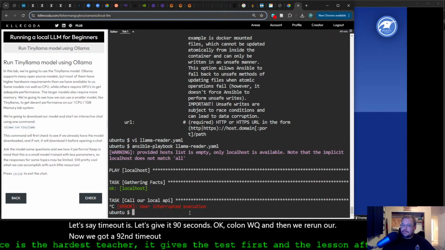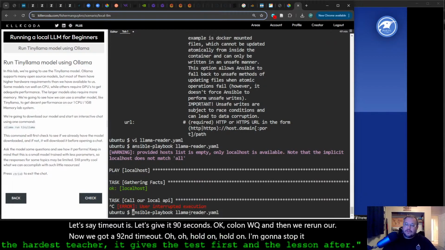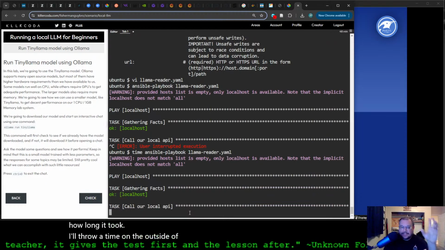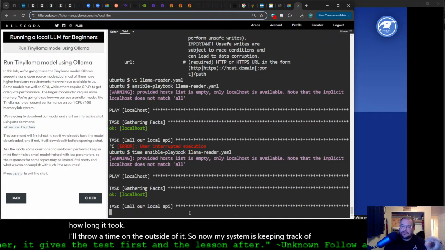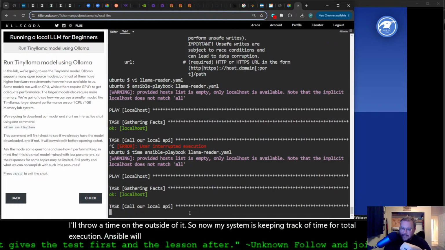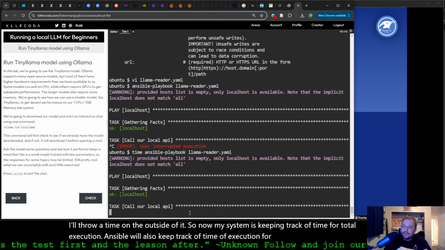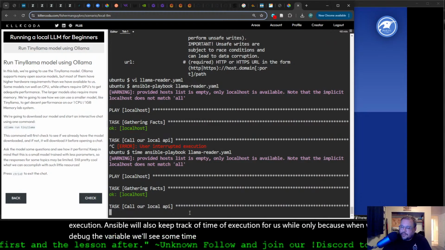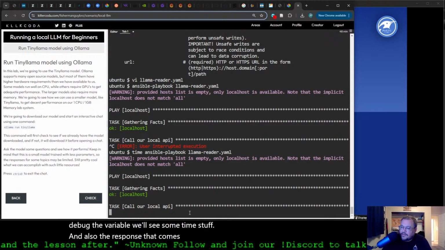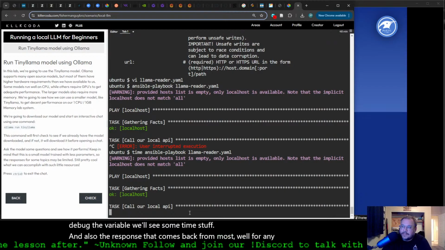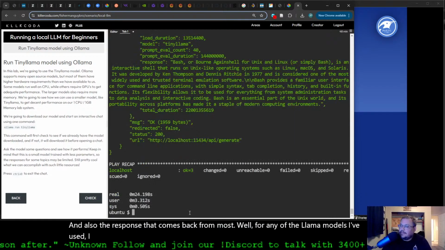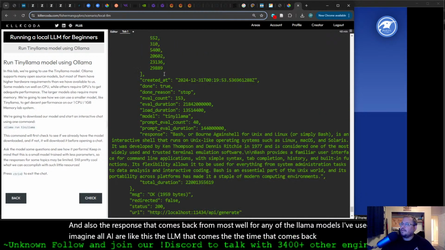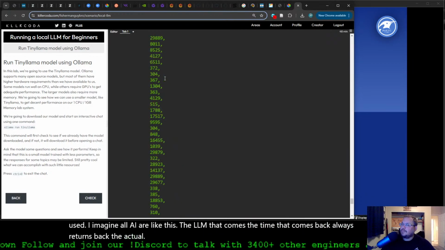Oh, hold on. I'm going to stop it. And I want to know how long it took. I'll throw a time on the outside of it. So now my system is keeping track of time for total execution. Ansible will also keep track of time of execution for us. Well, only because when we debug the variable, we'll see some time stuff. And also the response that comes back from any of the llama models I've used, I imagine all AI are like this, the LLM always returns back the actual response time. So, hold on.